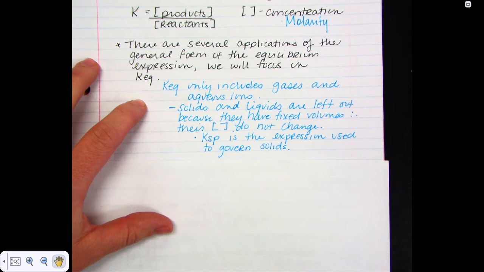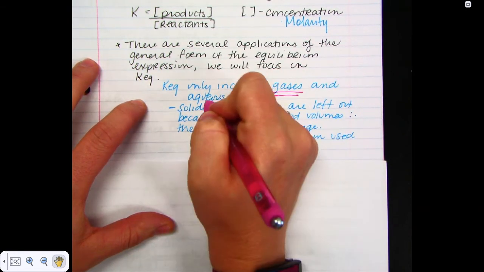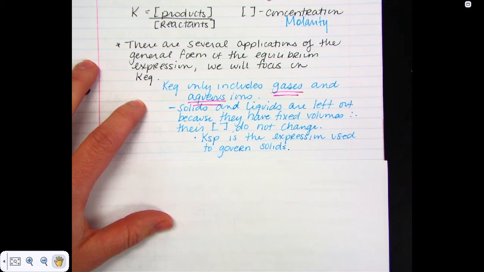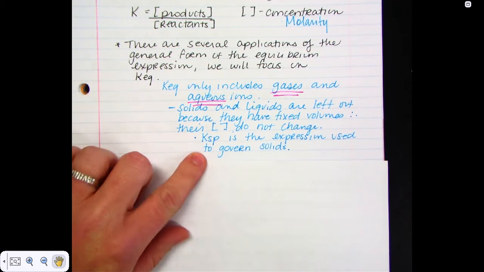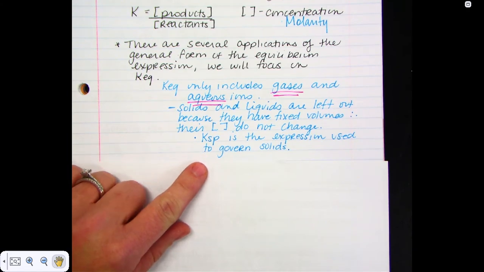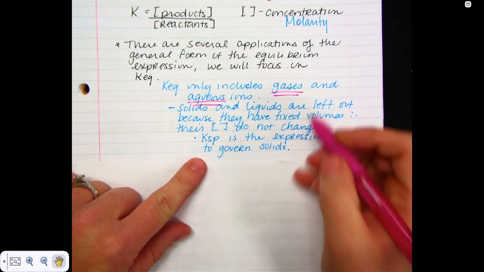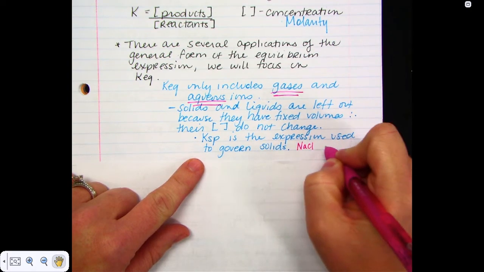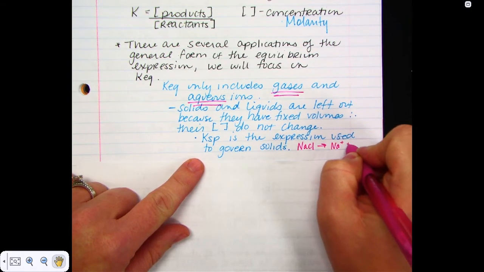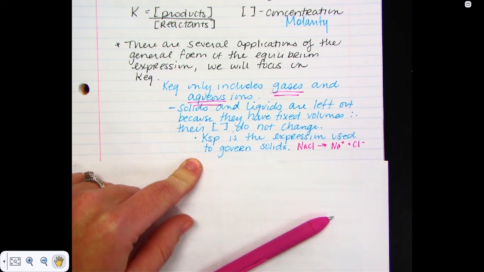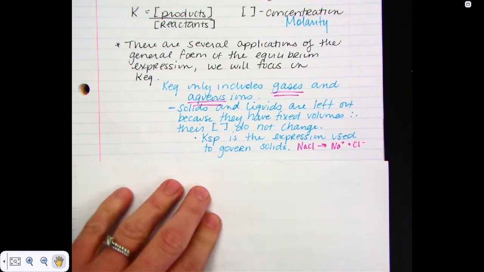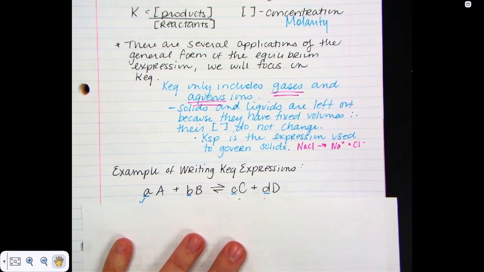Keq only includes gases and aqueous ions. Liquids and solids are left out because they have a fixed volume, and because they have a fixed volume, their concentration doesn't change. In particular, when we talk about solids, we do talk about it in terms of Ksp. Ksp talks about the dissolution of a solid. For example, if I had solid NaCl breaking down into Na+ and Cl-, that would be something we would look at Ksp for to see how much of the NaCl breaks up numerically. Okay. Whole different video.